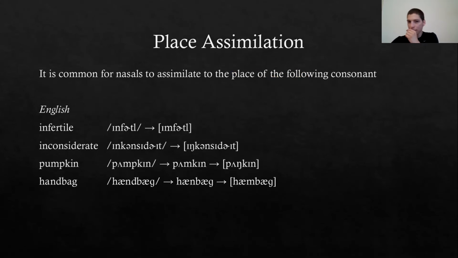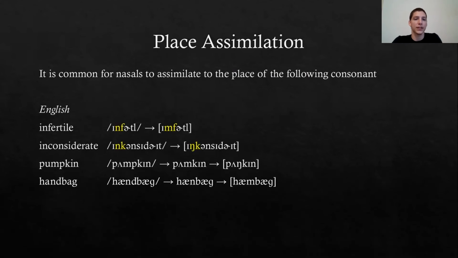So the first example is very common in English and lots of other languages. Nasal consonants, M and N, change their place of articulation to match a following consonant. In this case, we have "infertile," where this is supposed to be an N, but when we actually go to pronounce it, it comes out as something like "imfertile."